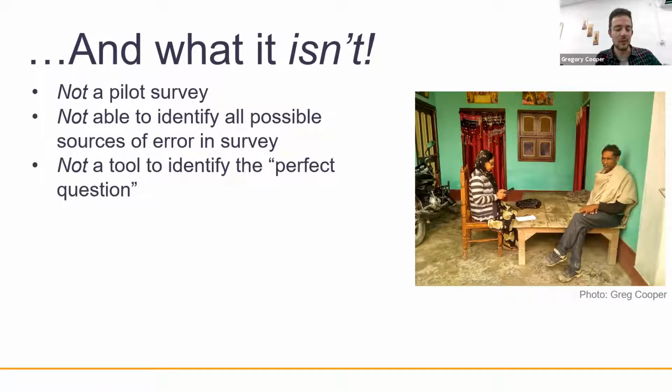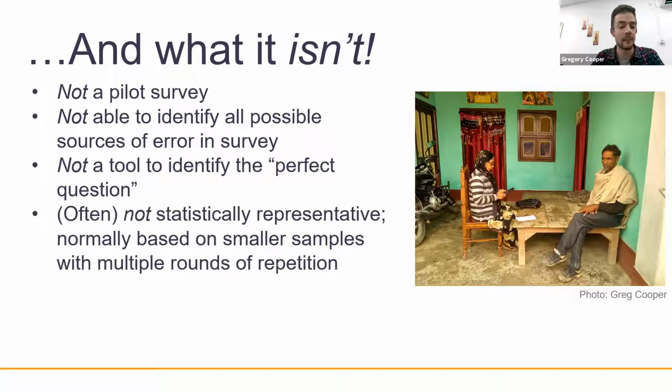Also, by doing cognitive testing, it's not a guarantee that you can produce a perfect survey. There may well still be errors there, and of course, the way you train your enumerators, for example, may influence whether questions are asked in the right way or the right phrasing. So this is certainly not a tool to produce a perfect survey, and we certainly shouldn't pretend that it is.